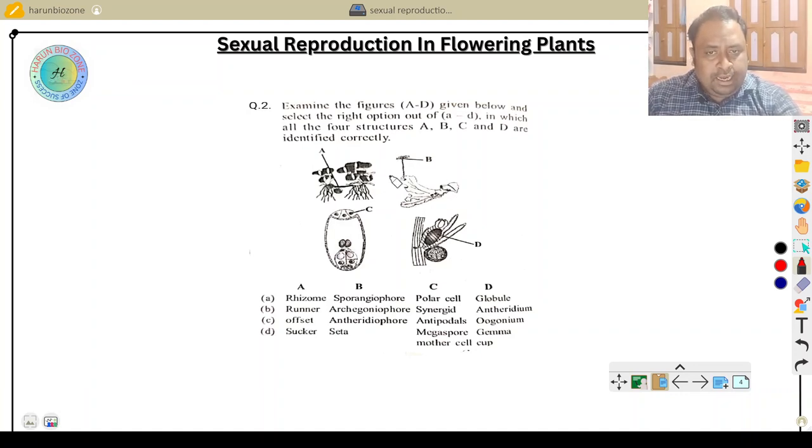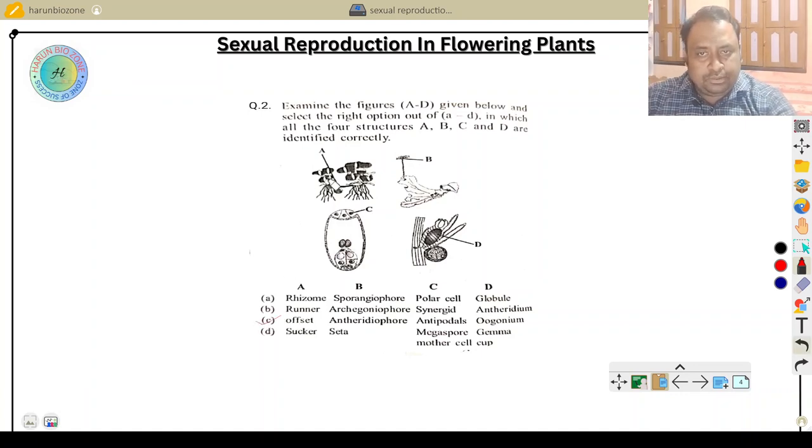Here, antheridium. This is the embryo sac of the angiosperm. So here it is antipodal cell, synergids, this is filamentous, and this is polar nucleus, and it belongs to algae, that is Chara. Okay, this is globule and nucleus. So here the right answer is C.